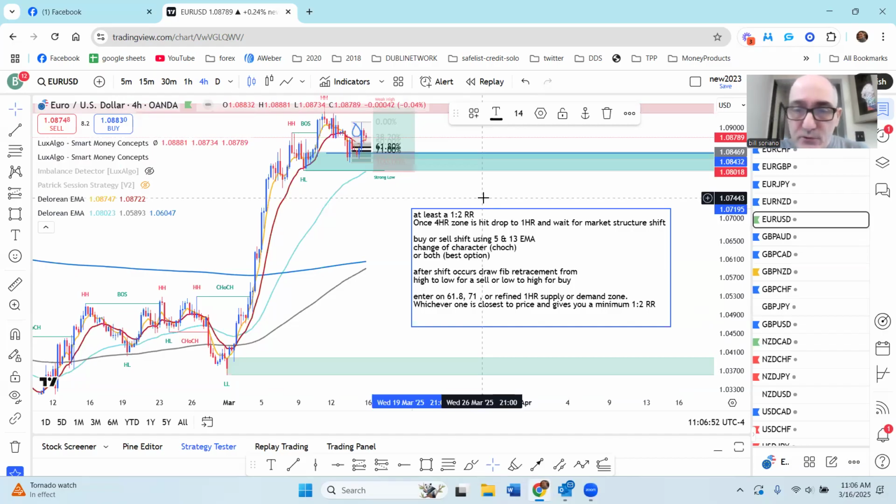After a shift occurs, we draw the fib retracement from high to low for a sell, low to high for a buy, and then we determine our entry on the 61.8, the 71, or the beginning of the refined 1 hour supply or demand zone, whichever one is closest to price and gives you at least a 1 to 2 risk to reward. So we start with the 61.8. If that doesn't work, we go to the 71. If that doesn't work, then we go all the way to the refined 1 hour supply and demand zone.